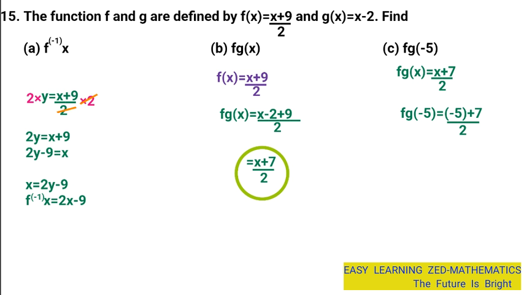Then I'm going to say equal to. Negative 5 plus 7 will give us positive 2, which will be divided by 2. Then 2 divided by 2 will give us 1. So the value of fg of negative 5 is 1. These are the answers we are supposed to write in an exam. Okay, let's go to question number 16.